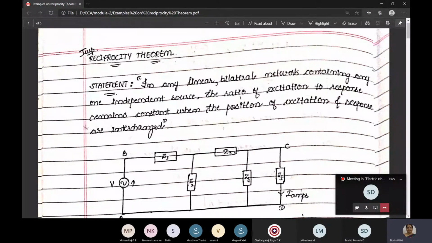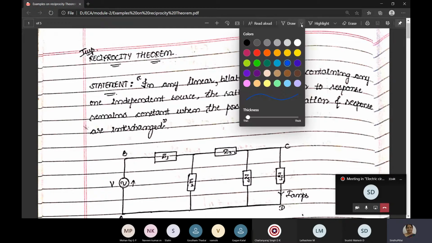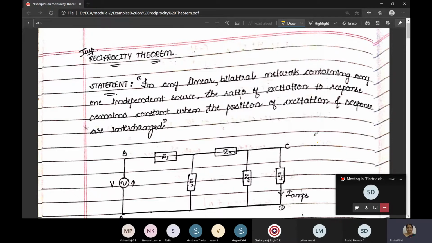In any linear bilateral network containing any one independent source, in this reciprocity theorem we take the ratio of excitation to response. That is important. The ratio of excitation to response is what remains constant when the positions of excitation and response are interchanged. So you have to keep these two things in mind: one is excitation and one is response. The ratio of excitation to response remains constant.